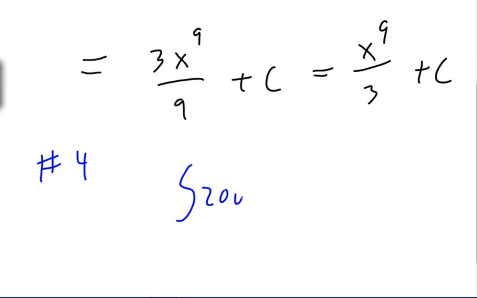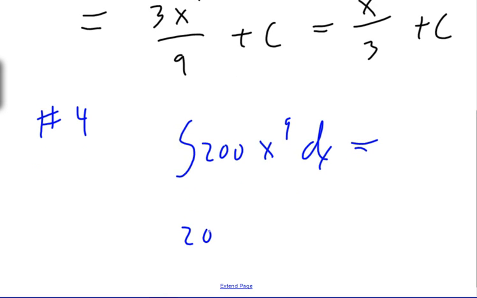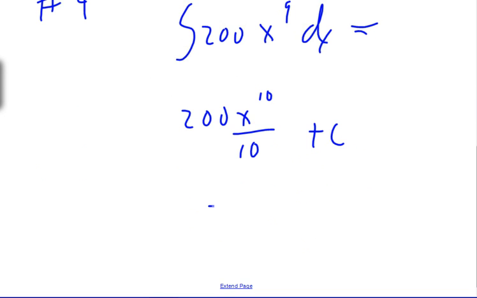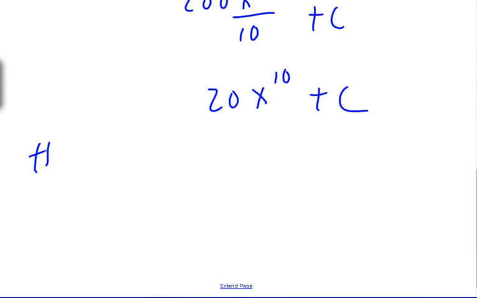Integral of 200 x to the 9th. So I'm going to have 200 x to the 10th divided by 10 plus c. And I'm going to simplify that to 20 x to the 10th plus c. Number 5, integral 4 dx, 4x plus c.